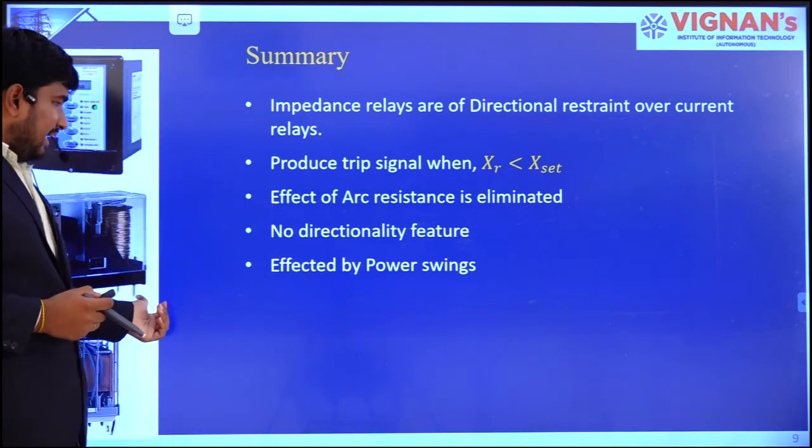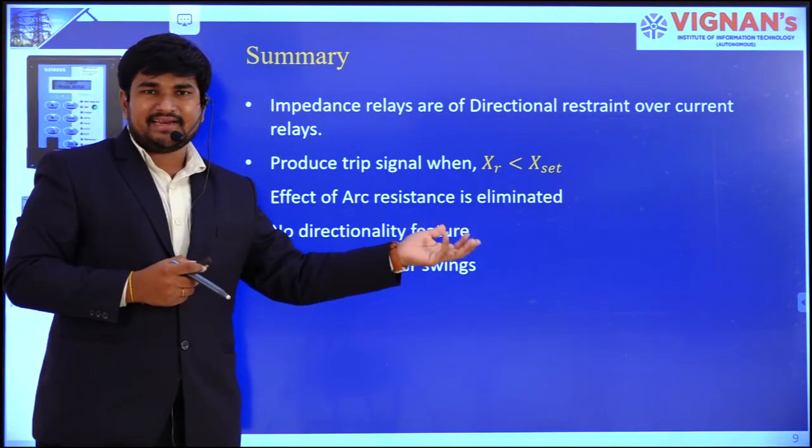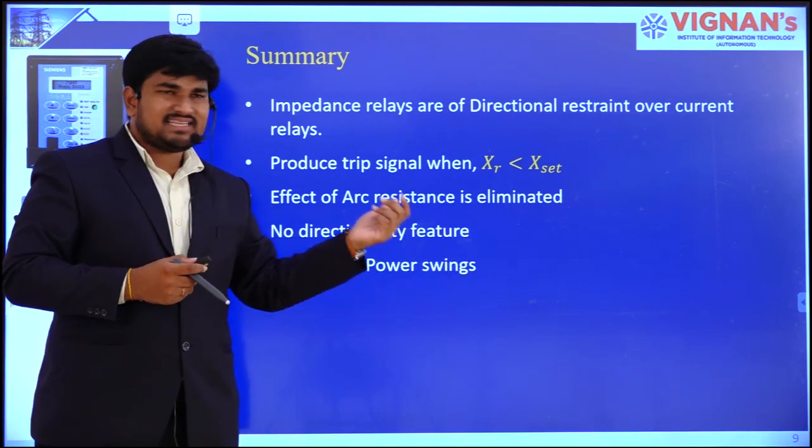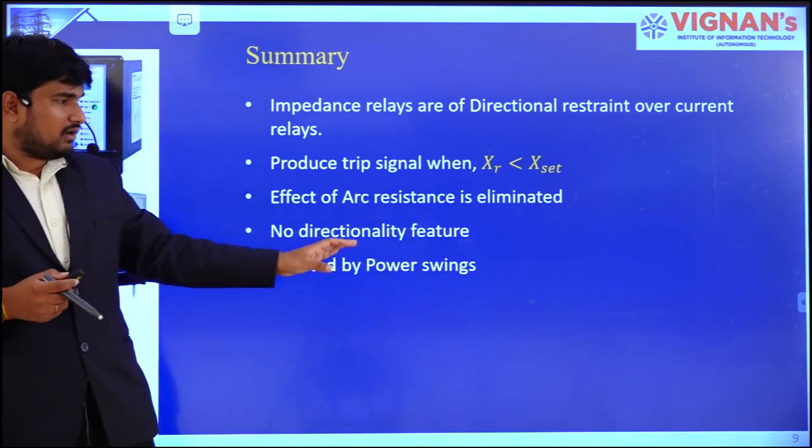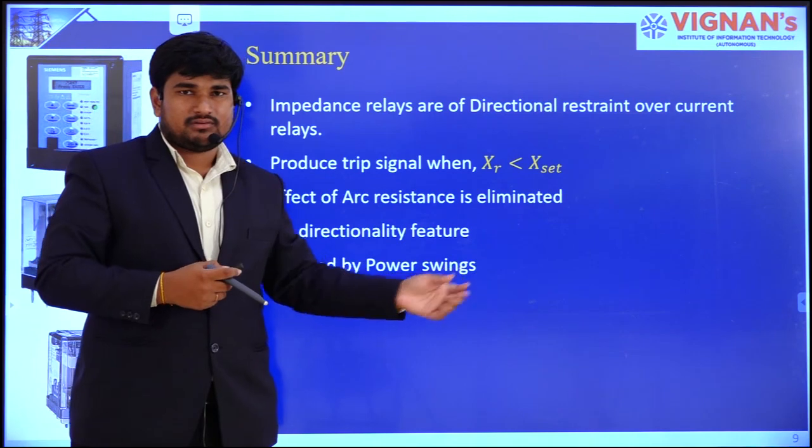Now in the next class let us move on to the admittance type or mho type relay. Let us see whether these limitations are overcome or not. Thank you.